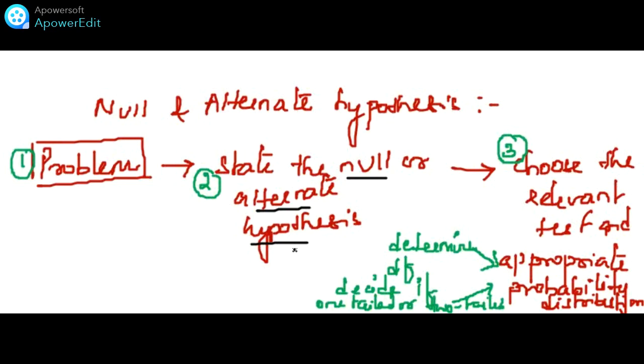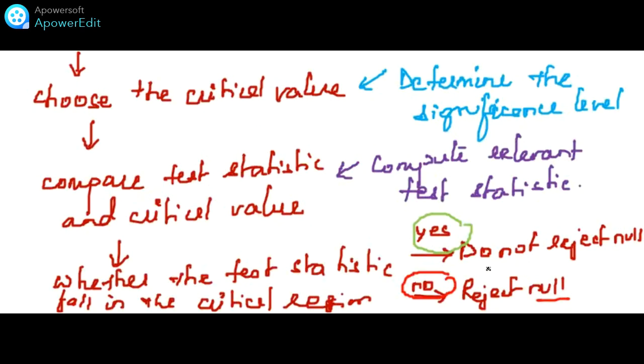Then choose the relevant test and appropriate probability distribution. You have to determine the degree of freedom. You have to decide whether it is a one tail test or two tail test, whether your values should lie on the greater side or the lower side or both. Then you have to choose the critical value. So this was number 3. Here I write this is number 4. Then compare the test statistic and the critical value, and lastly whether the value lies in the critical region or not. So these are the whole steps for hypothesis testing.